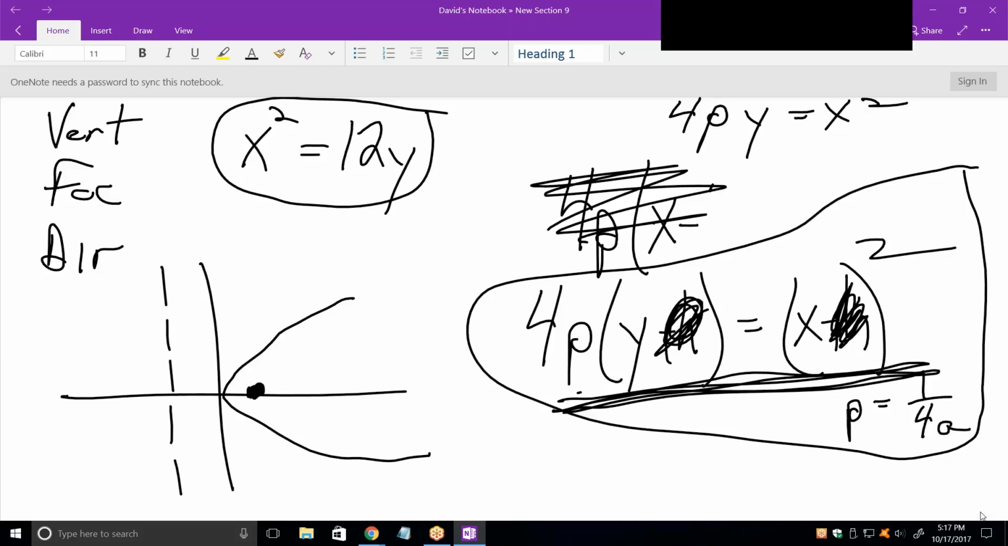Can't. I don't think we can, can we? We can. We got x squared all by itself, and we got y being multiplied by 4p, which has to be 12. So what's p?